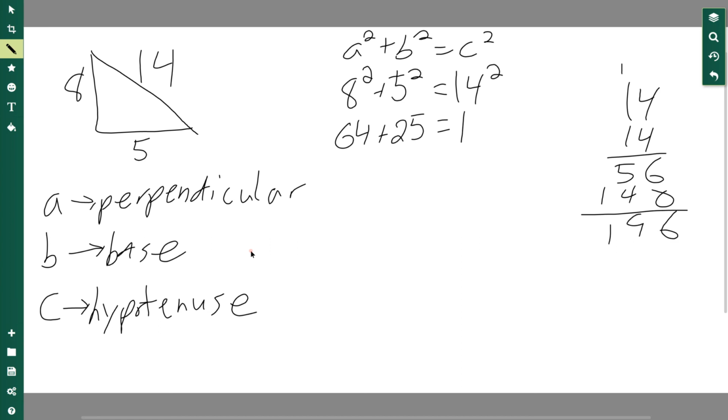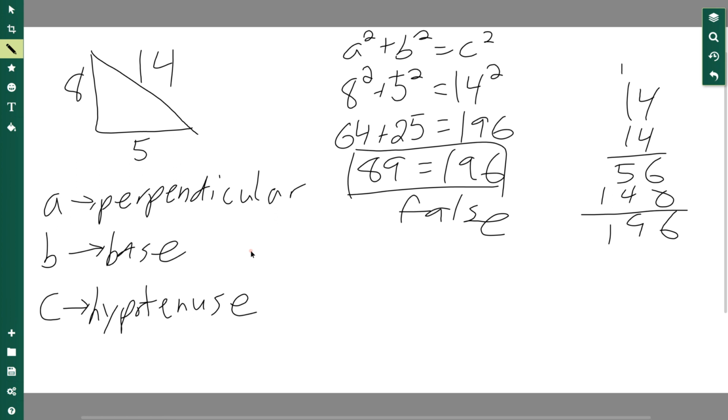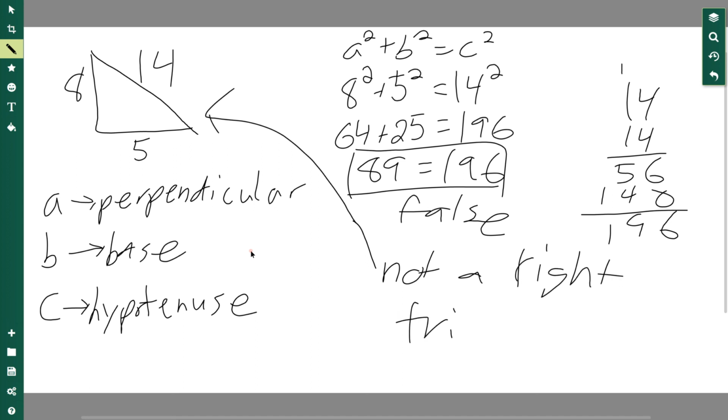And we get 196. So now if we add 64 and 25, we will get 89. And we get a questionable statement here, because 89 is not equal to 196. And because the statement is false, we can say that this triangle is not a right triangle.